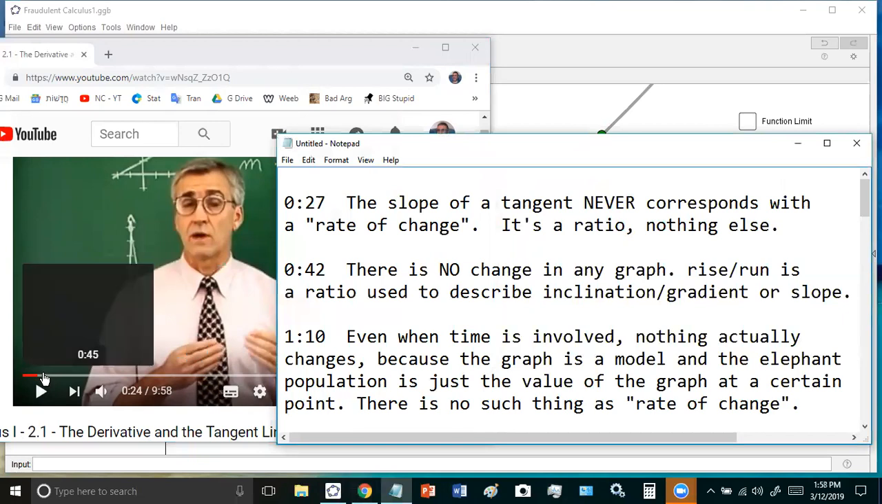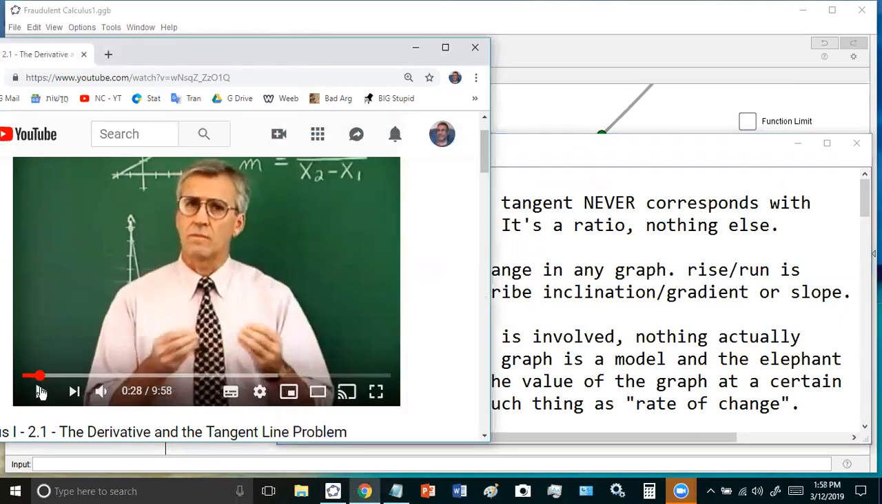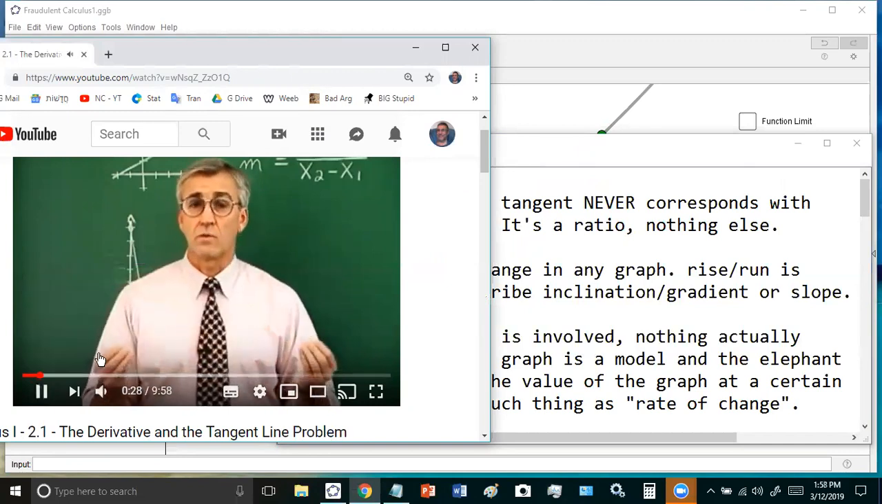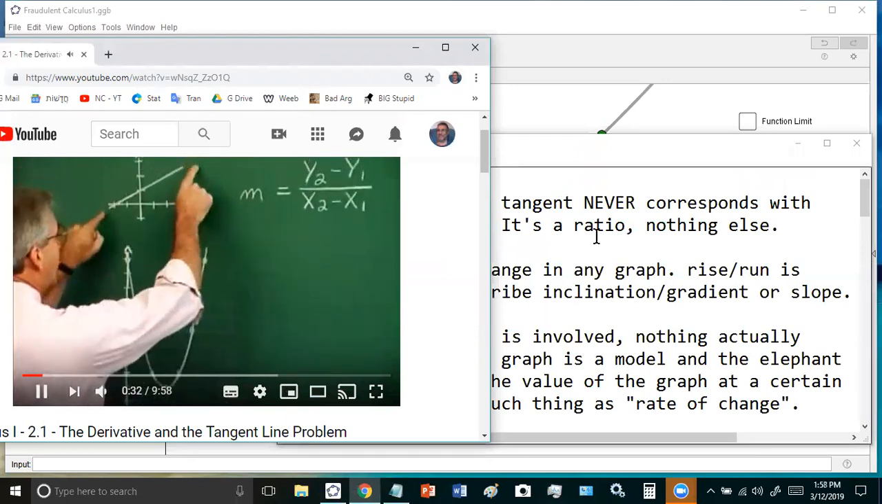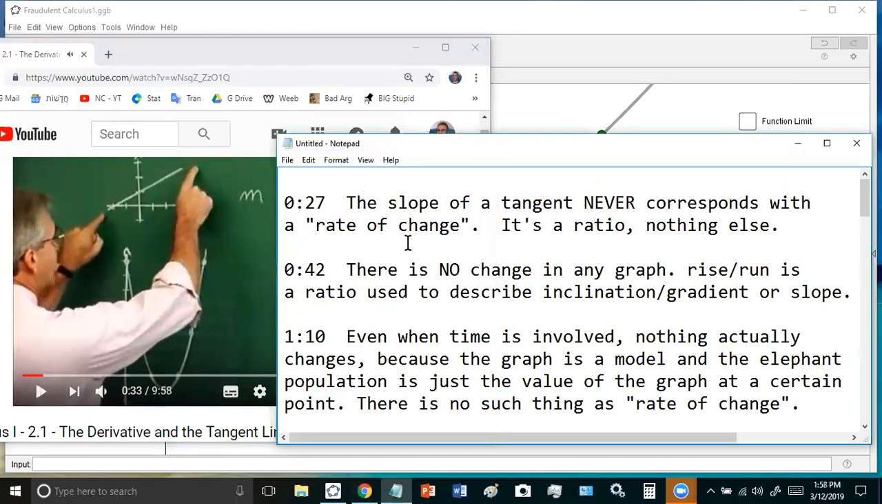So at 2.7, which is about there, let's go there, he says, corresponding with a rate of change. For example, if we're talking about this graph, this is the graph. So what he said there is that the slope of a tangent line corresponds with the rate of change. That's absolute nonsense. The slope of a tangent never corresponds with any rate except a particular ratio, which happens to be its slope, okay?